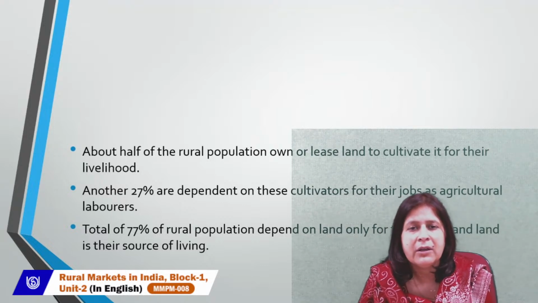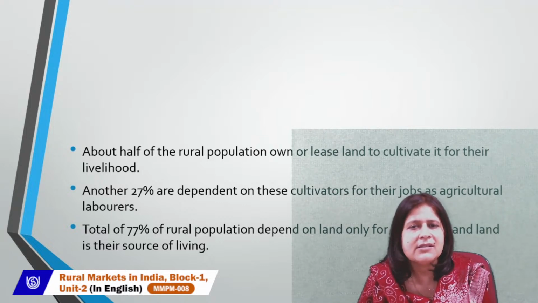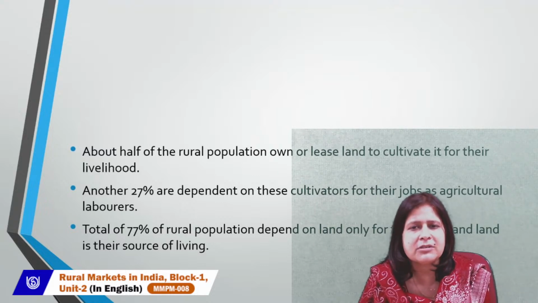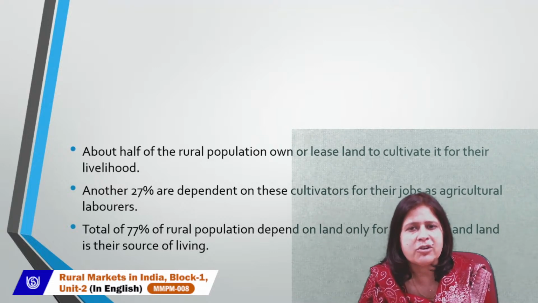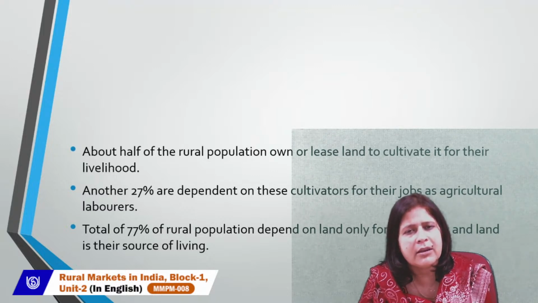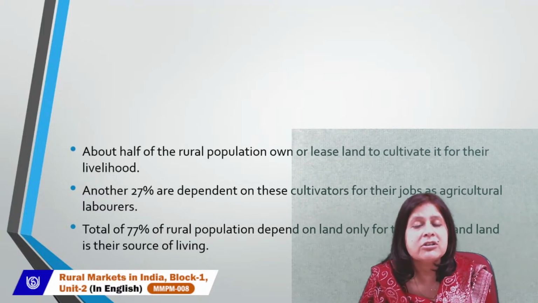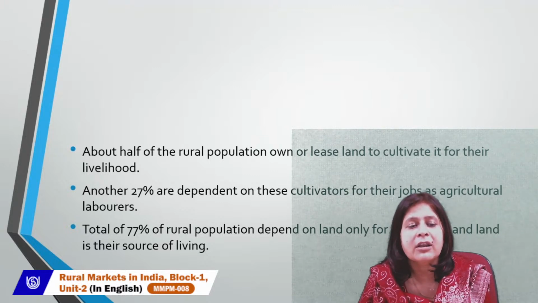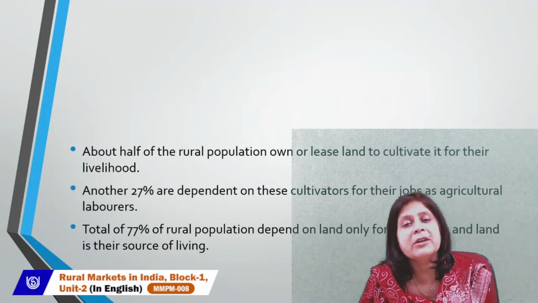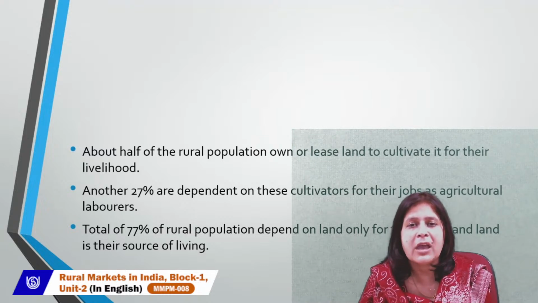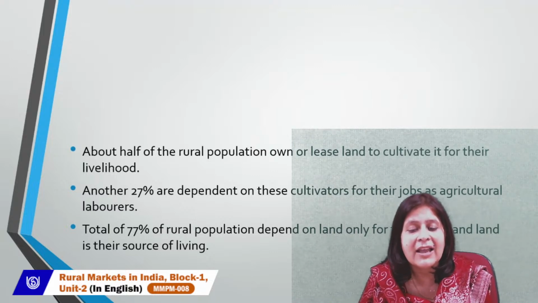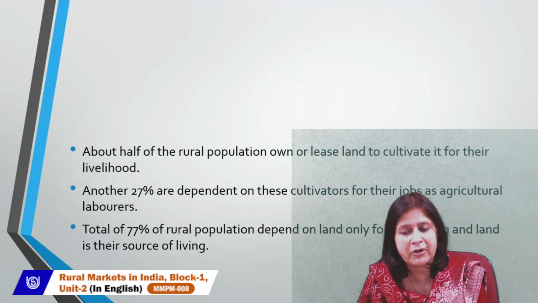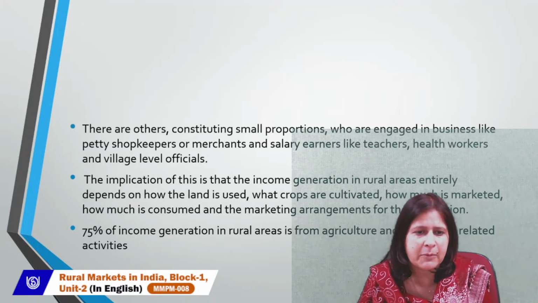As we discussed, as per definitions of many agencies, at least 75% of the male population should be engaged in agricultural activities, then that will be considered as a rural area, right? So half of the rural population owns or leases the land to cultivate it for their livelihood, and 27% depends on these cultivators for jobs, and they work as agricultural laborers. And then a total of 77% of the rural population depends on the land for their living, right? Directly or indirectly, they depend on the land.